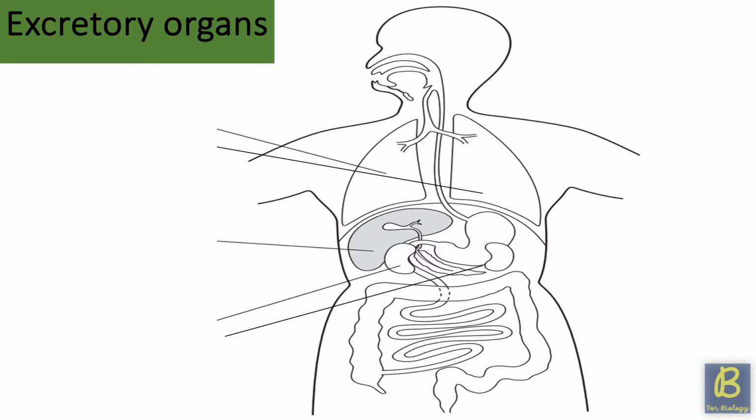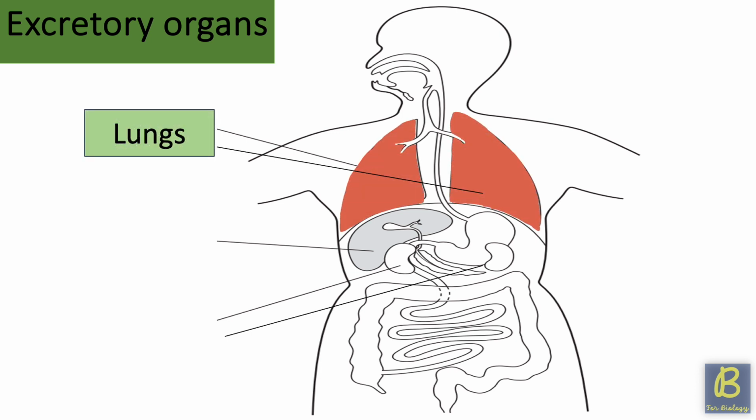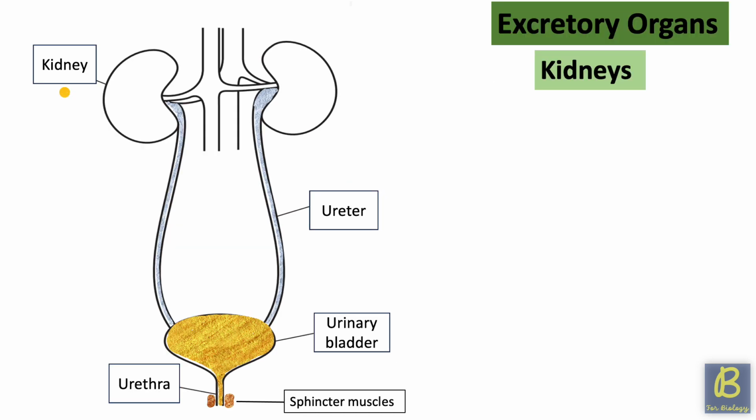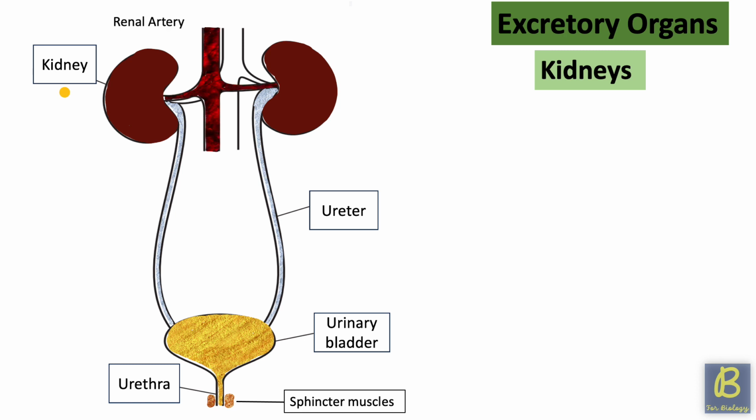The 3 main excretory organs are lungs, liver, and kidneys. The 2 kidneys are reddish-brown bean-like structures attached to the back of the abdominal cavity. The renal artery branches off from the aorta and brings in impure blood to the kidneys for filtration.